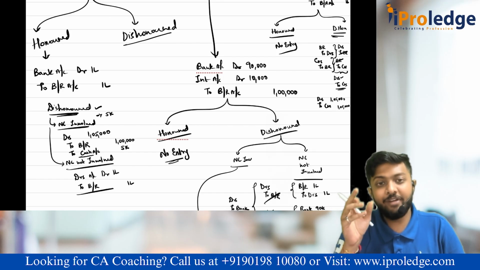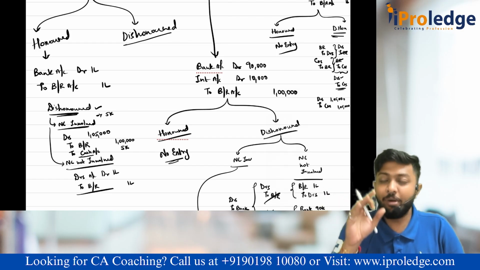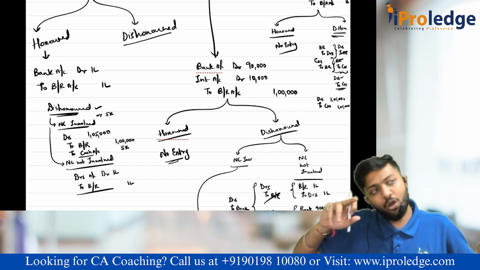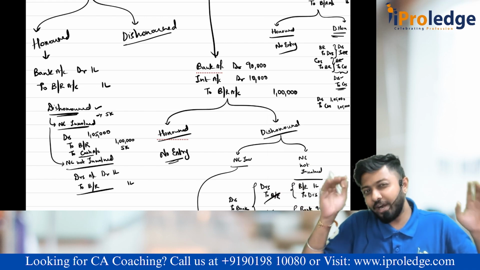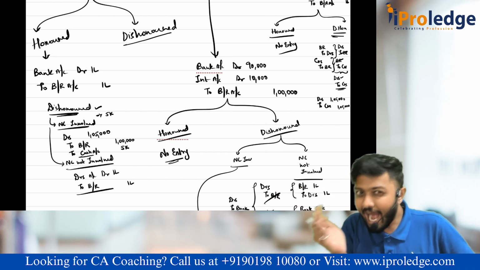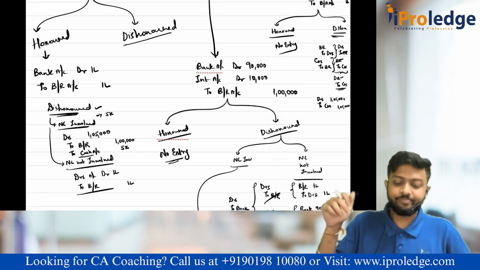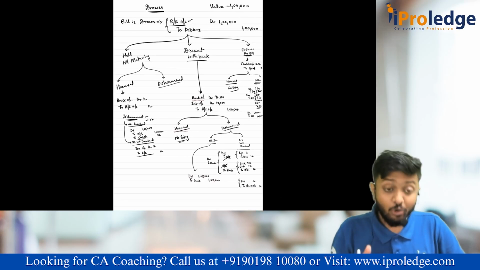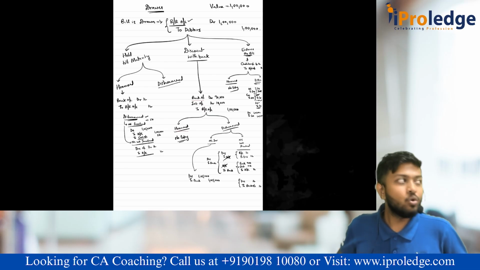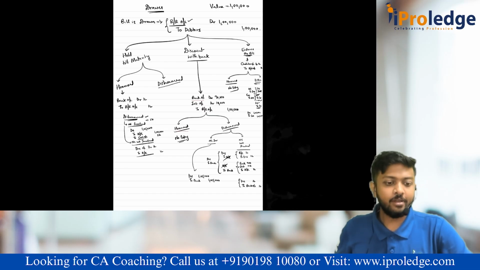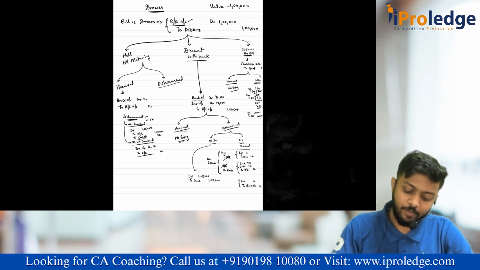Okay, the dishonor entry when NC is involved. But if you come to the other two cases, bank discounting and endorsement, in both cases, NC involved or NC not involved, the entries are the same. The only thing is you have to add the NC to the value of the bill in the dishonor entry. Clear? Then guys, so this is about accounting in the books of drawer. Done? Done.